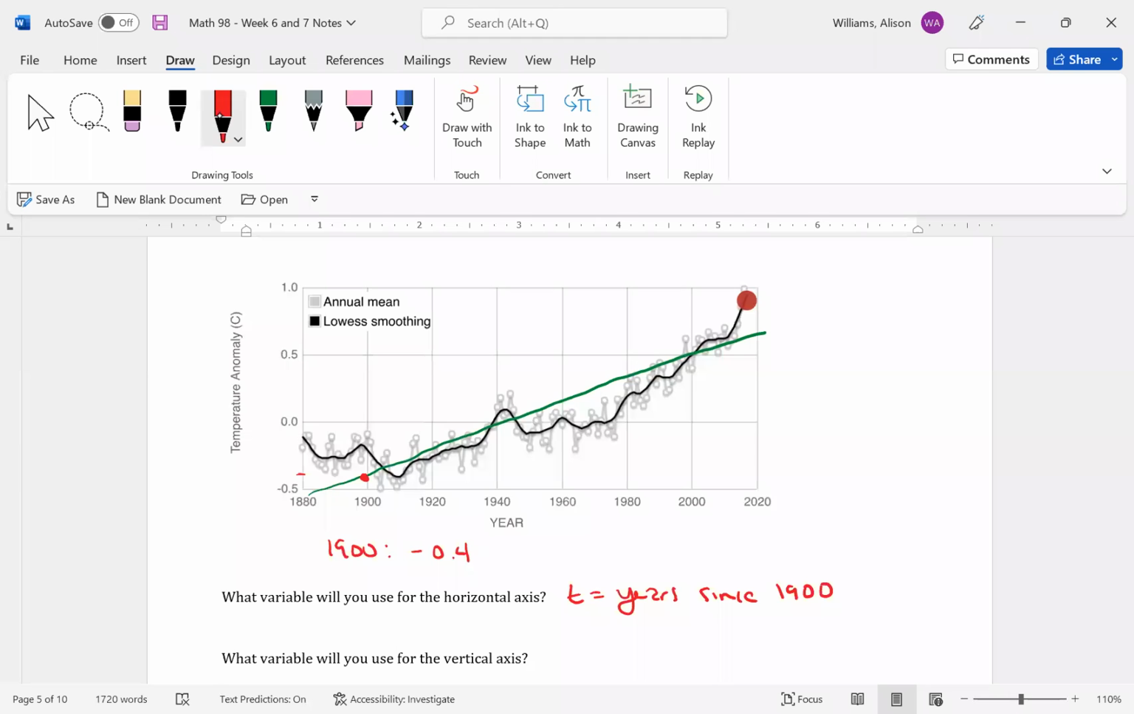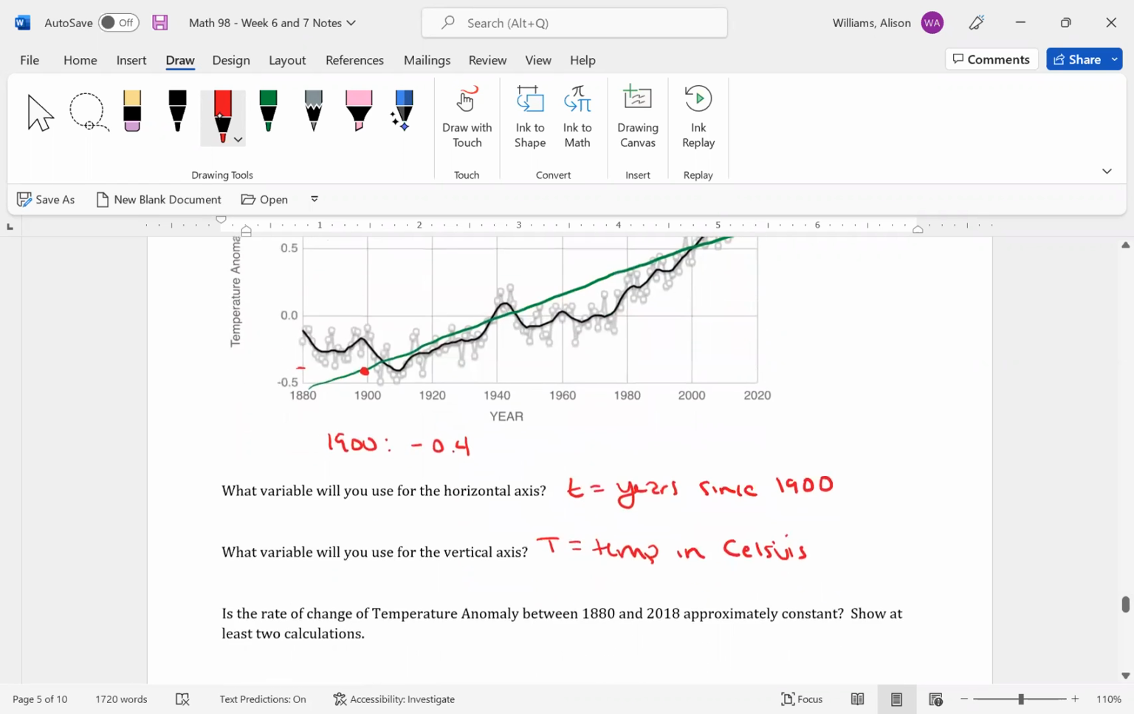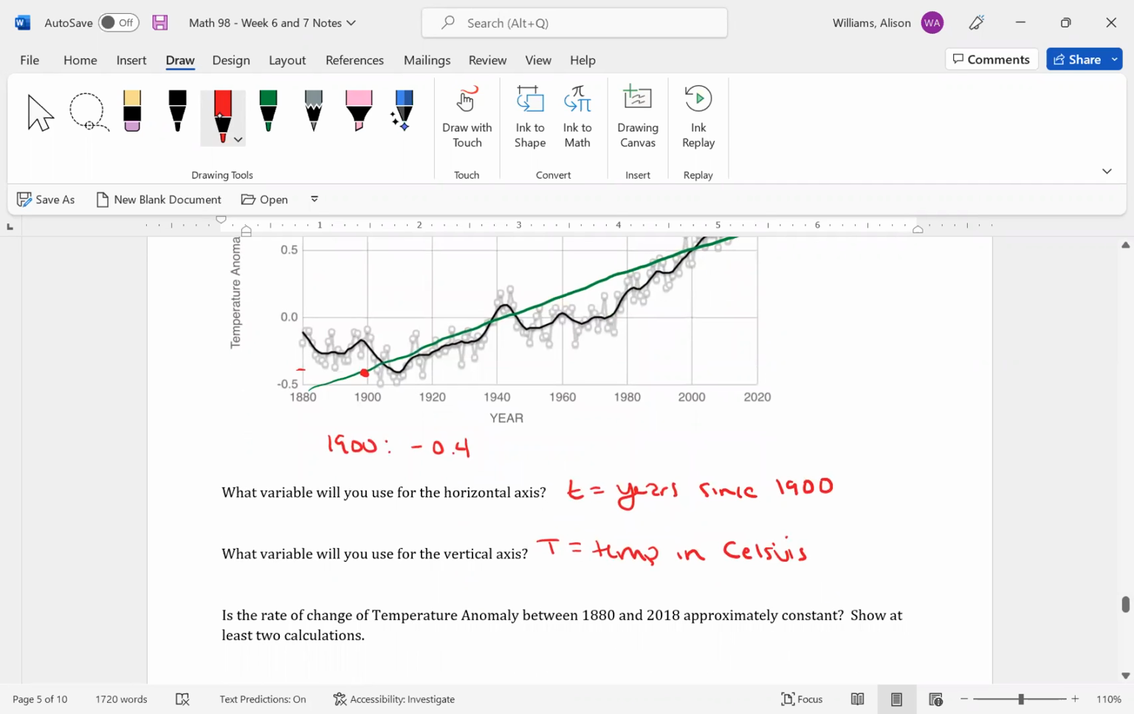Okay, so for the vertical axis, wow, we are talking about temperature. So I'm going to go ahead and call that T, capital T, for the temperature in Celsius. That is not how you spell Celsius. There we go. Okay. Is it approximately constant? Well, not really.